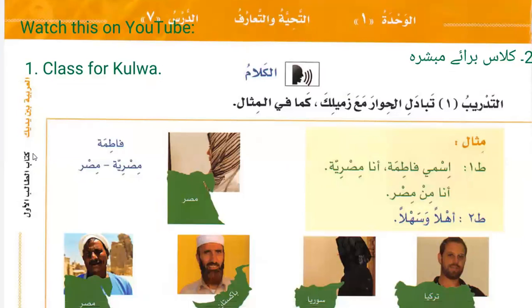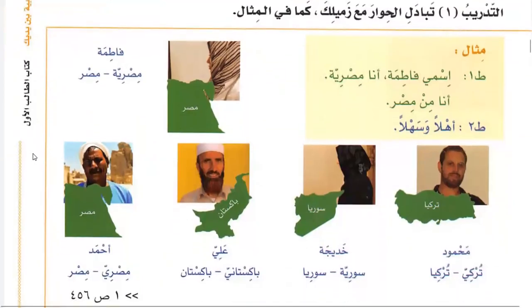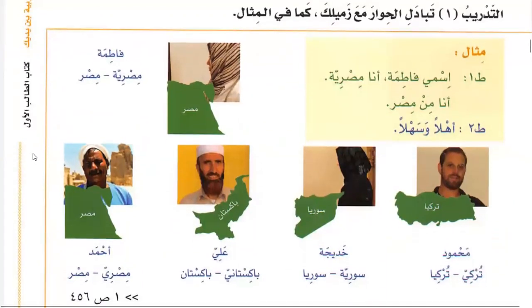الوحدة الأولى التحية والتعارف. الدرس السابع الكلام. التدريب الأول تبادل الحوار مع زميلك كما في المثال. المثال: الطالب الأول والطالبة الأولى. First student. اسمي فاطمة. أنا مصرية. أنا من مصر. هنا لدينا ثلاث كلمات, so لذلك جعلنا هذه الجملة: اسمي فاطمة. أنا مصري، أنا من مصر.